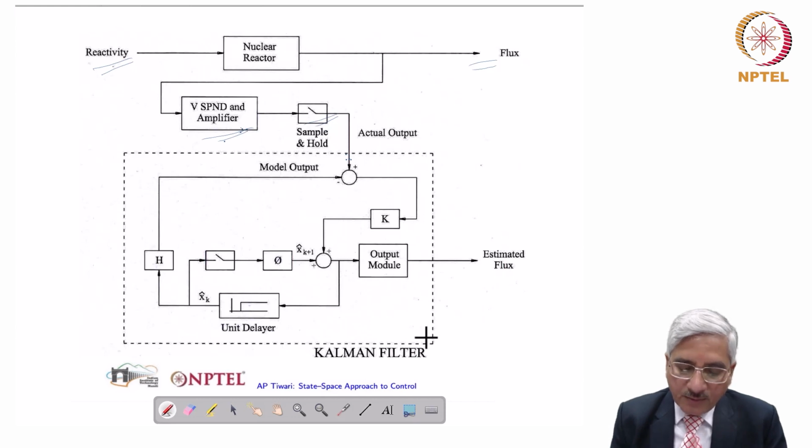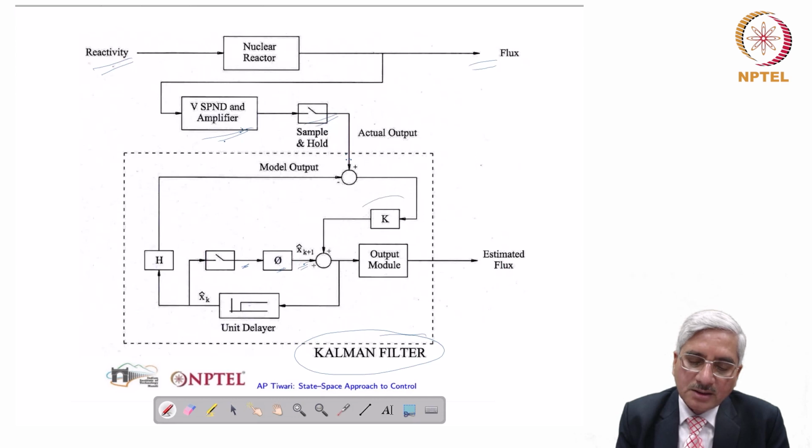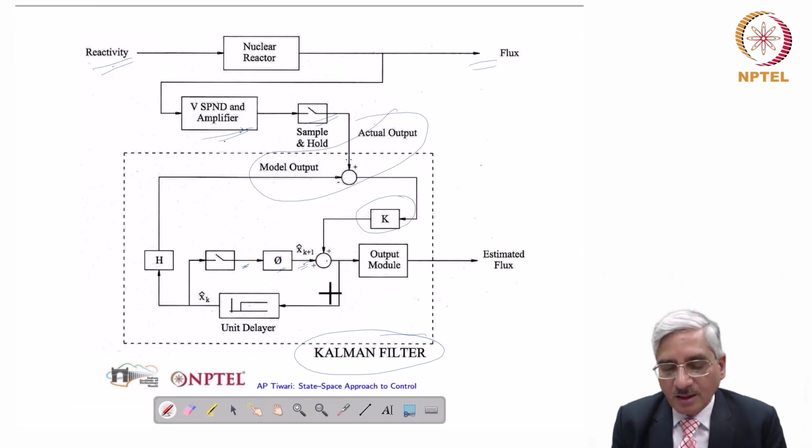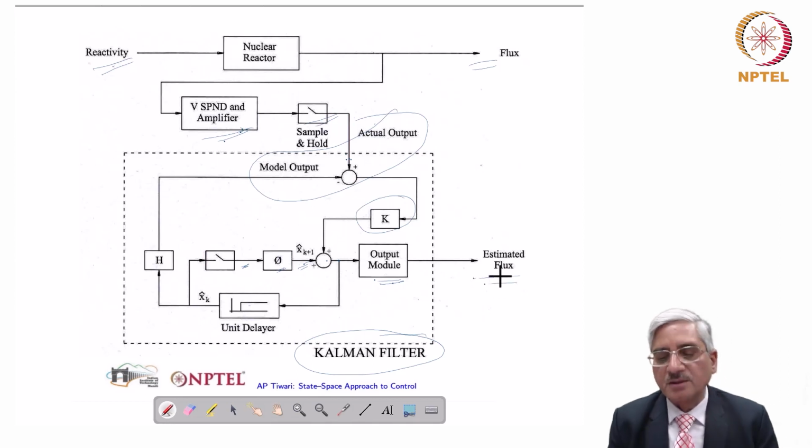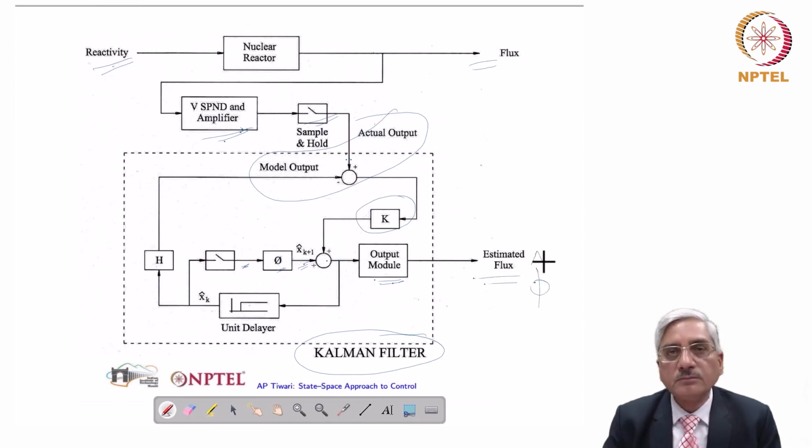Now parallelly we have the Kalman filter running as depicted here. This is the system matrix phi. This is multiplying the previous estimate. We get the prediction. To that prediction we are adding K times this difference, and so we get the corrected state, and through an output module we pick up that phi, which is the estimated flux, phi hat. So this is how online implementation is done in this application.